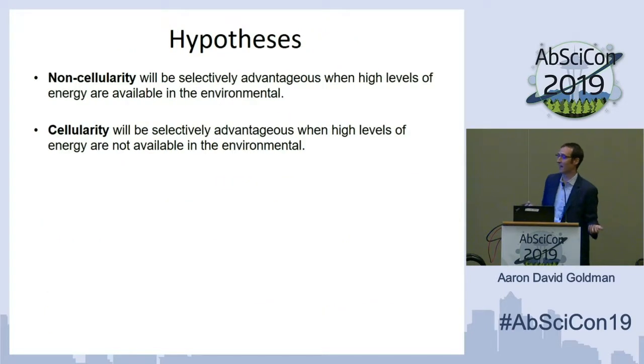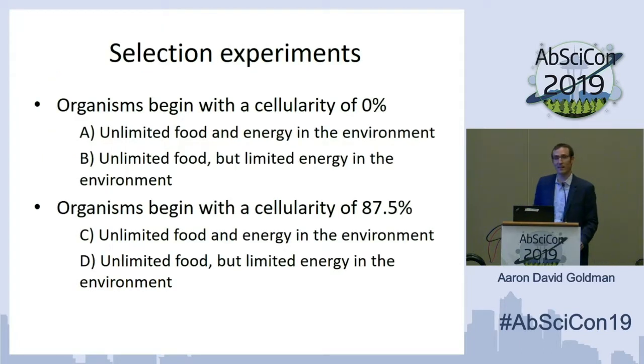And so that led us to a more formal hypothesis that in environments where there was a high level of not just food, but the energy that is a reward from processing food, so if we give them freely available energy in the environment, that will actually select for non-cellularity, and it's only when we limit that energy in the environment that it will select for cellularity. So we set up a series of experiments to test this hypothesis.